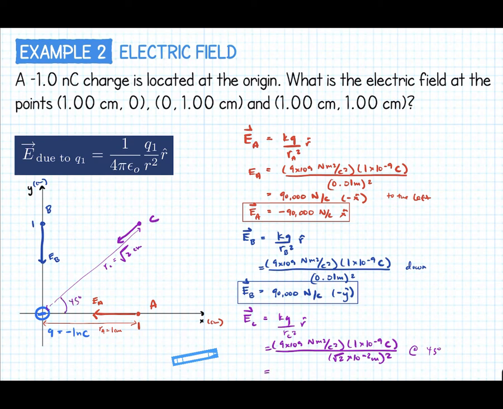So you plug in the numbers and you get actually 45,000 newtons per coulomb, 45 degrees south of east, which we can just write as southeast. And that's your electric field for point C. So those are our 3 different electric fields for our 3 different points. You can see the charge stays the same for all of these. These are all just points in a total electric field, right?